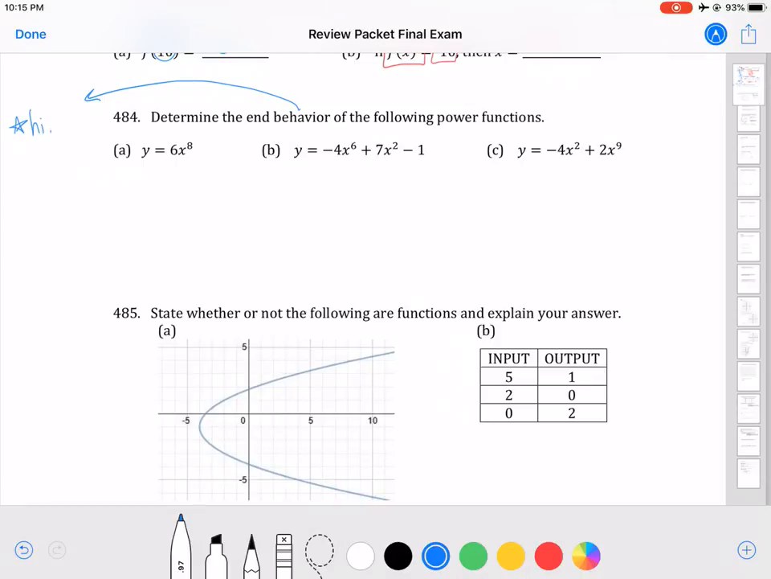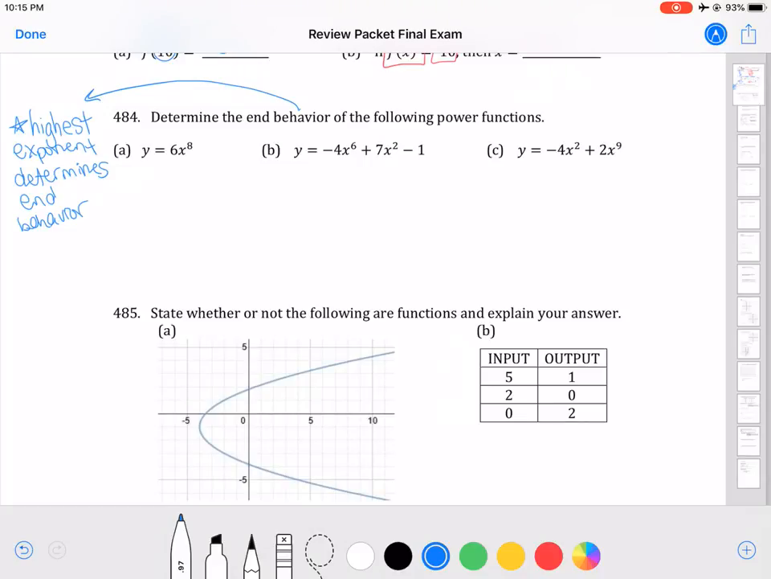You have to refer to the term with the highest exponent. So the highest exponent determines your end behavior. So the end behavior of a graph is just what the graph is doing on the left side and the far right side of the graph. So you have 4 possibilities.